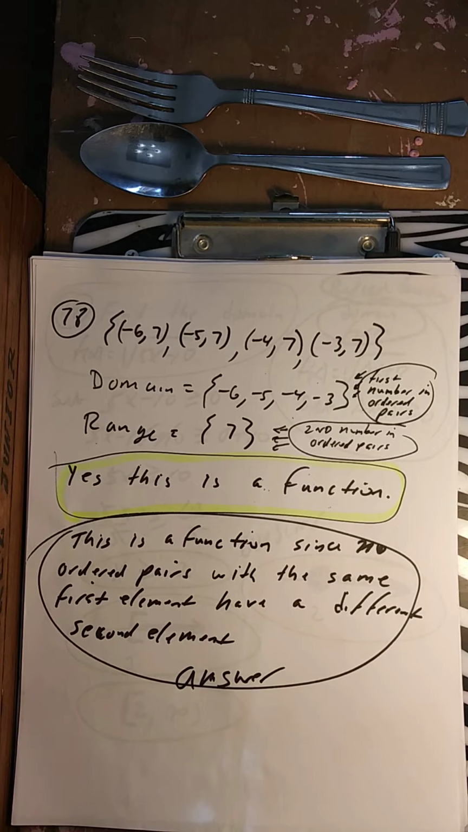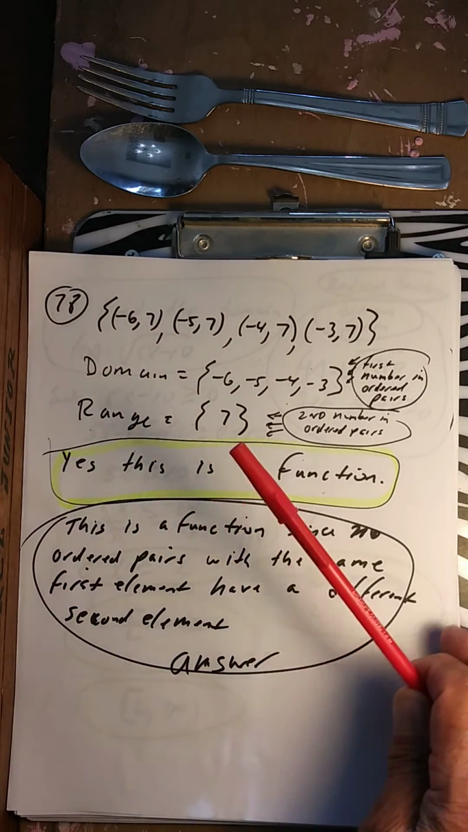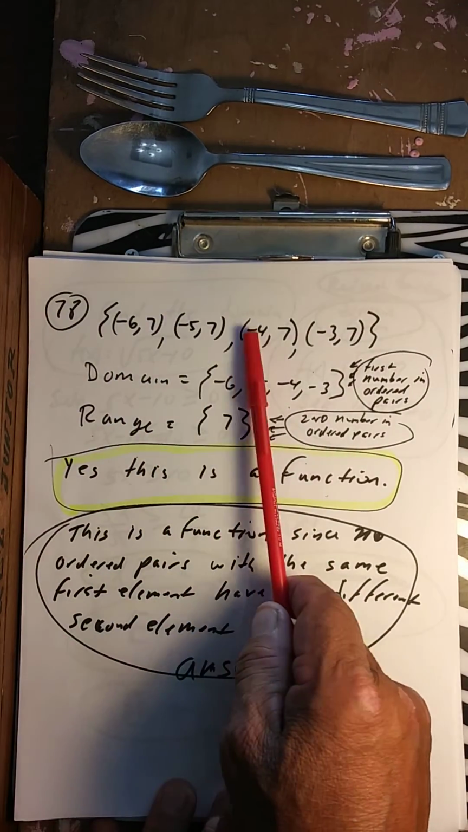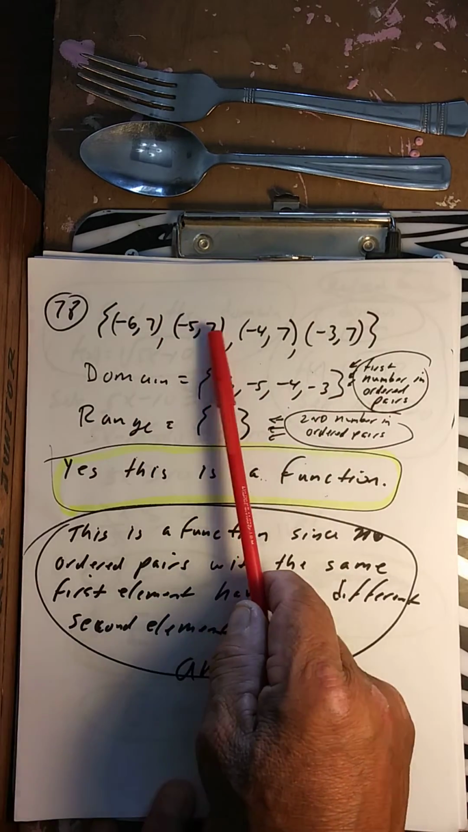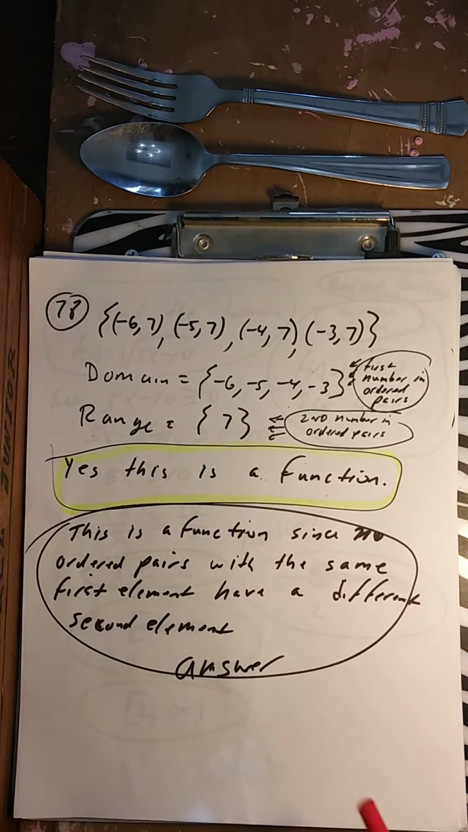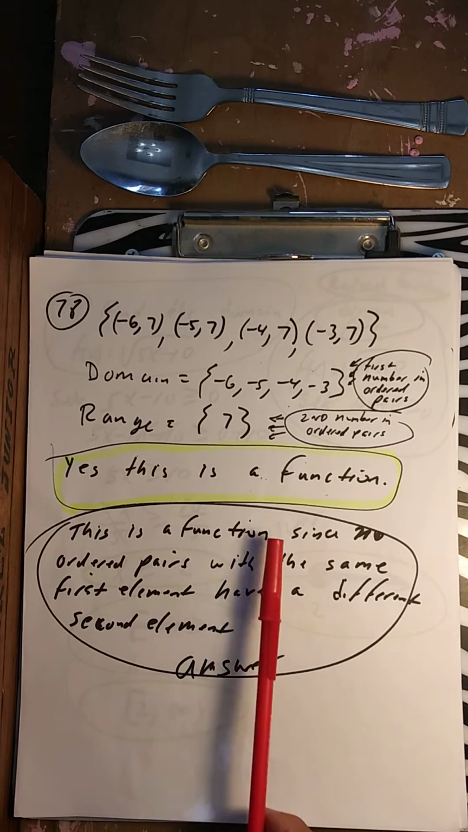How about this one? Is this relation a function? Let's find out. Domain: all the first numbers. That's going to be -6, -5, -4, -3. All the second numbers: 7, 7, 7, 7. It's just 7. That's all the rest of the second numbers. Yes, this is a function.